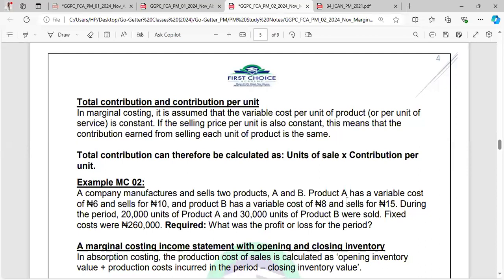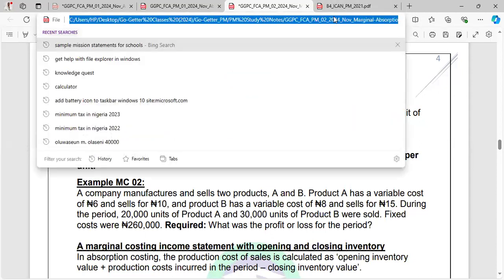Now look at example 2 here. A company manufactures and sells two products, A and B. Product A has a variable cost of 6 naira and sells for 10 naira. That's the selling price. Product B has a variable cost of 8 naira and sells for 15 naira. During this period, 20,000 units of product A and 30,000 units of product B were sold. Fixed costs were 260,000. Now required, what was the profit or loss for the period?